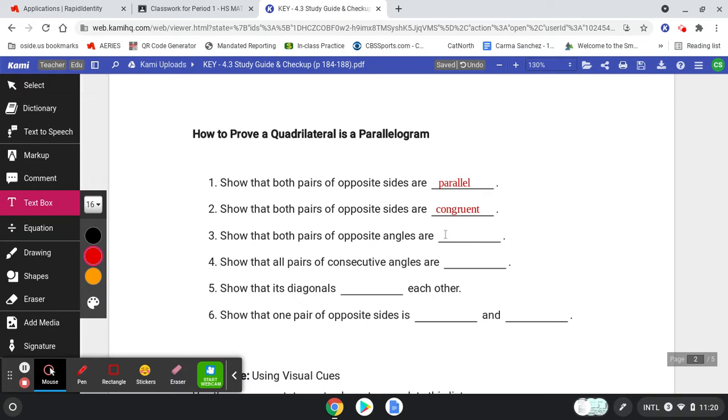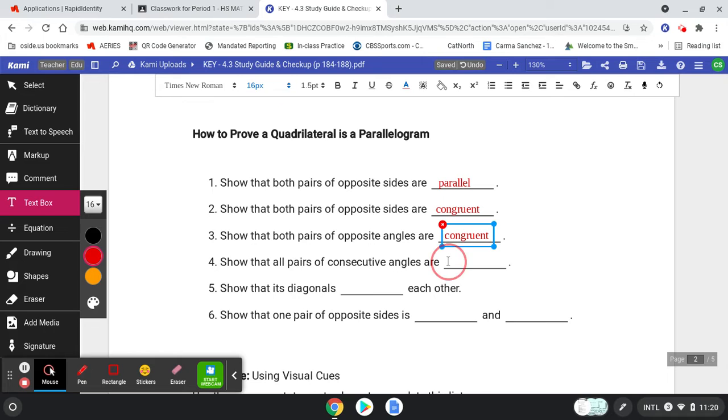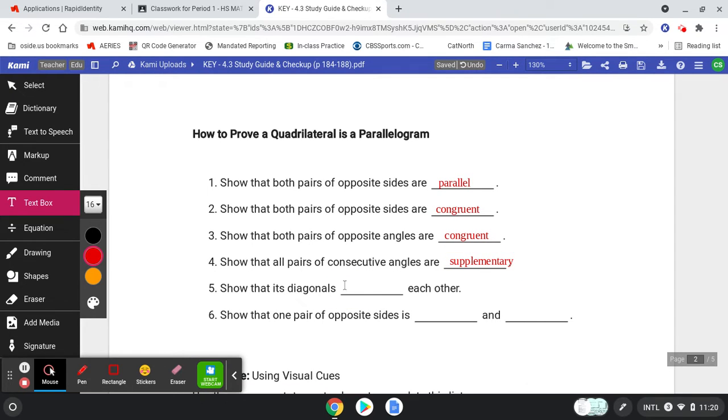If we can show that both pairs of opposite angles are congruent, then we can say it's a parallelogram. If we can say that the pairs of consecutive angles are supplementary, then we can say it's a parallelogram. If we can show that its diagonals bisect each other, then we can say it's a parallelogram.